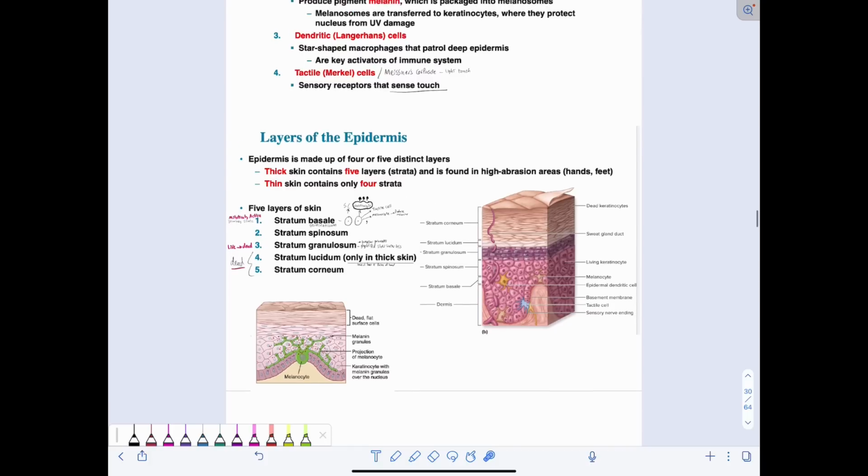And so the 5 layers, I always think about it as "come, let's get sunburned." The "come" stands for stratum corneum. So when you're looking at your skin right now, you're looking at stratum corneum, essentially all dead cells.